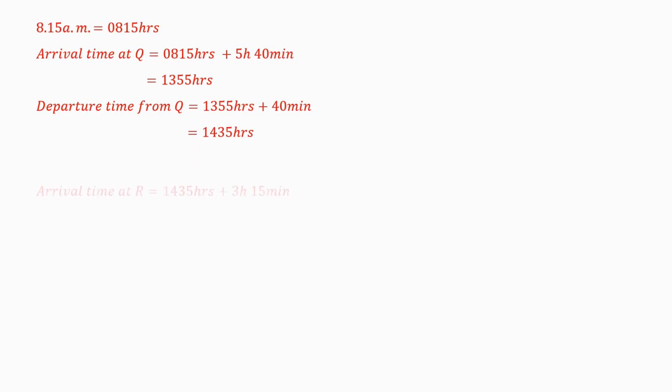Then it takes 3 hours 15 minutes to arrive at R. So we have 14:35 plus 3 hours 15 minutes. That's also a direct addition. In the minute side, we have 35 plus 15, which is 50. And on the hour side, we have 14 plus 3, which is 17. Therefore, the arrival time at R is 1750 hours.